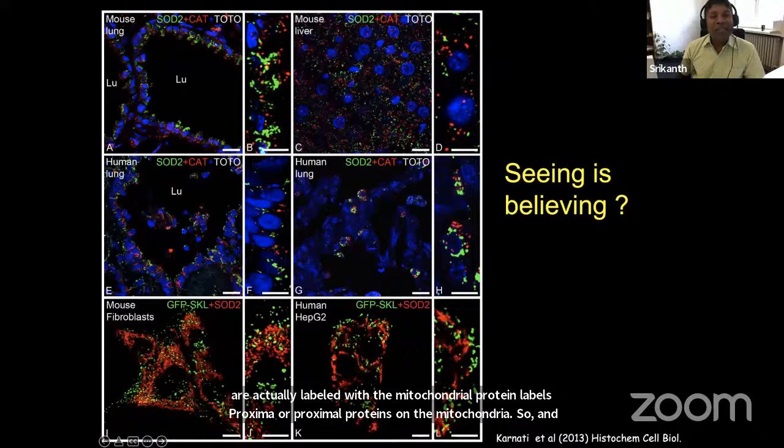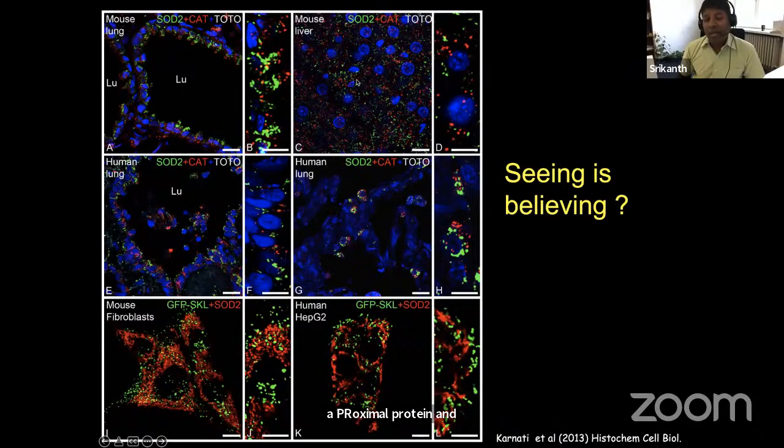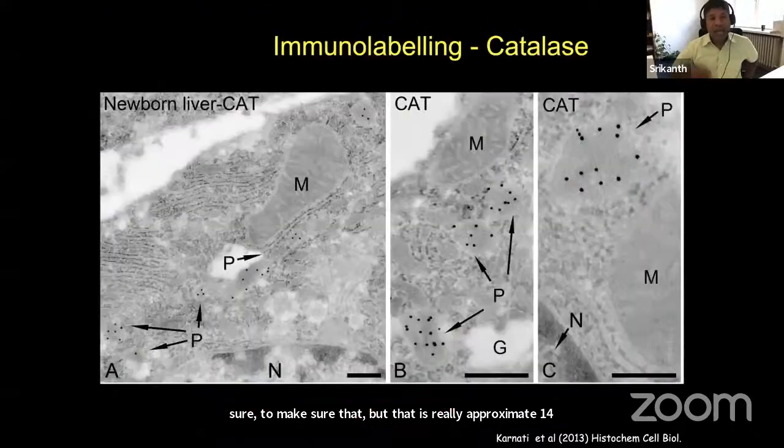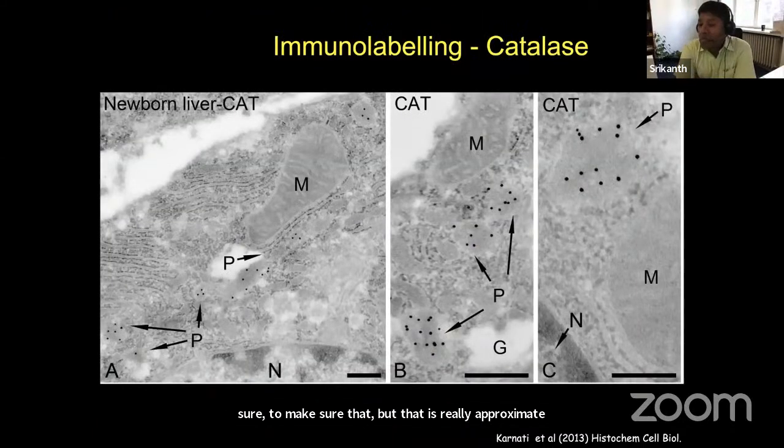And when you see the labeling, most of the time it is not labeled, but in some regions it is actually co-labeled. And they believe that superoxide dismutase 2 is labeled in the peroxisomes, so it is a peroxisomal protein. But when I started labeling, I did not see it all the time. So I wanted to be very sure whether it is really a peroxisomal protein or a mitochondrial protein. So I went on to check under the electron microscope, and also with immunoelectron microscopy, to see whether this protein is only on mitochondria or also on the peroxisomes.